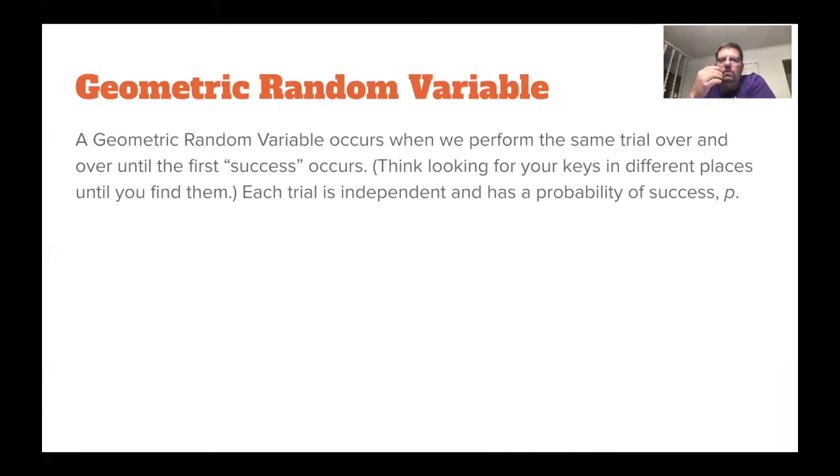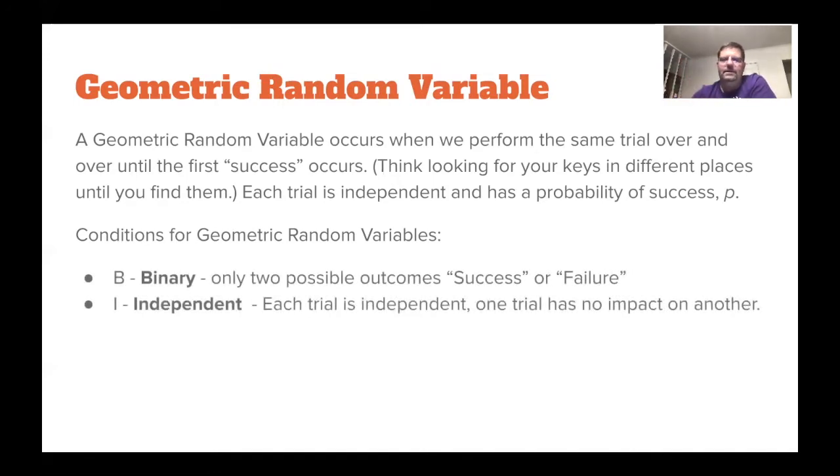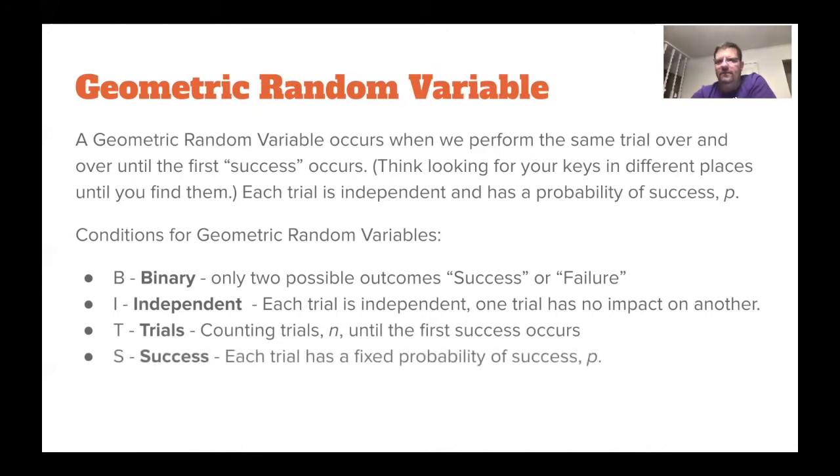And so each trial is independent, and each trial has a fixed probability of success, and their conditions are related. Remember, it was BINS for a binomial. We're still going to have binary, success or failure. We're still going to have independent. Each free throw has no impact on the other. And the difference is we're going to be counting trials. There's not going to be a fixed number. We're doing trials till the first success. And then each one has a fixed probability. So it's BITS and BINS. BITS, we have trials to success.